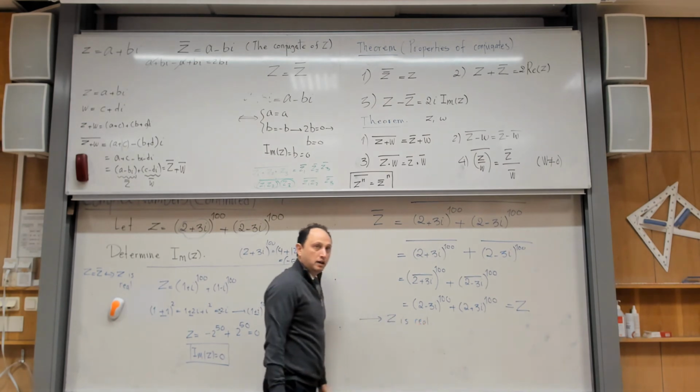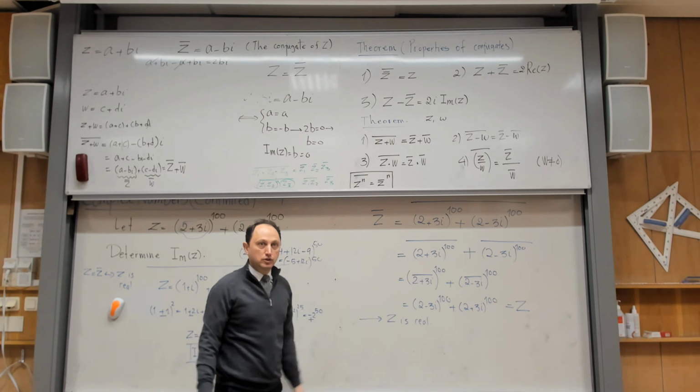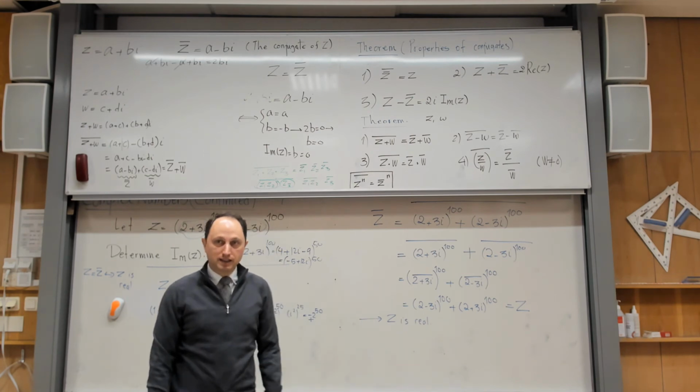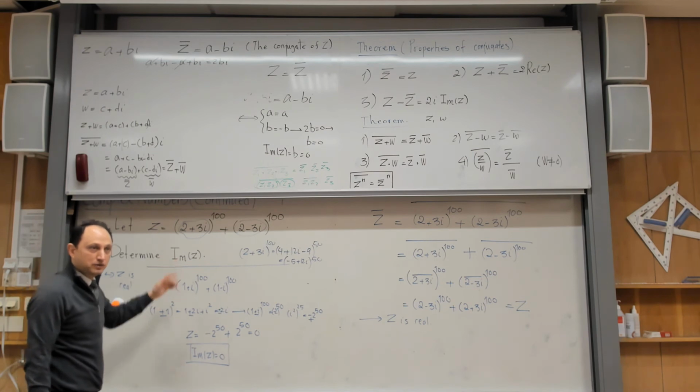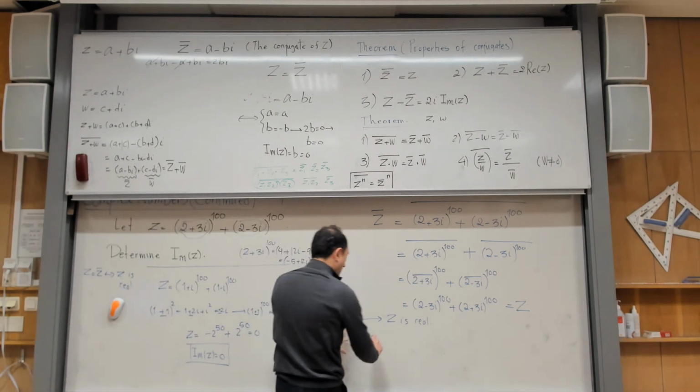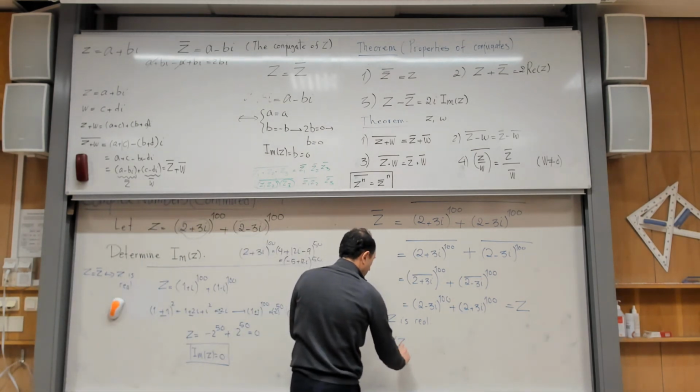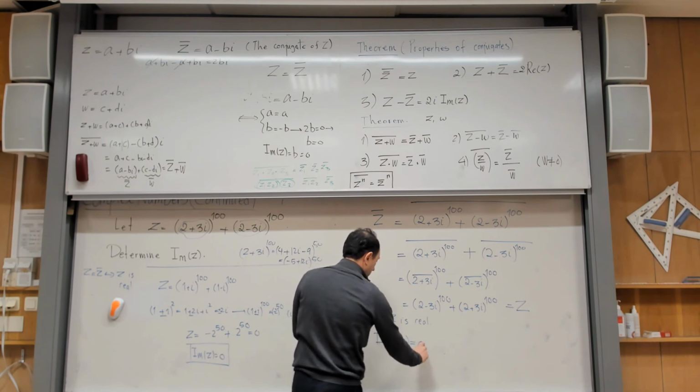Agree? What value is that? I don't know. But I know it's real. And that is the reason they haven't asked you about the real part. They have asked you about the imaginary part. So what is the imaginary part of a real number? Is 0.